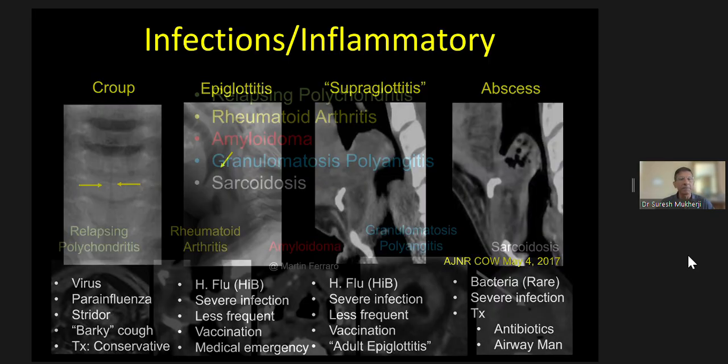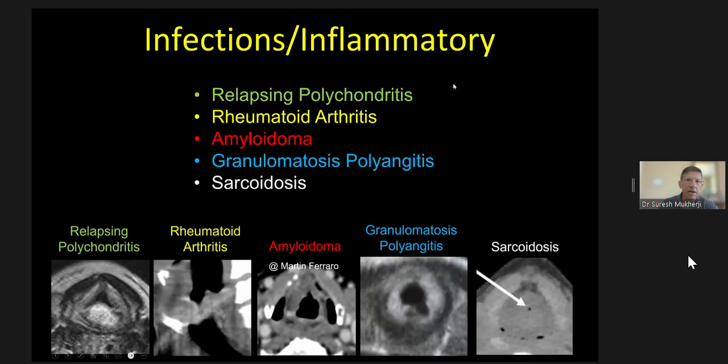Now, here are some other infectious and inflammatory processes that can involve the larynx. What I want to do in this case is go over these, but then we'll talk about how you can make a specific diagnosis. One of the things that you can see is relapsing polychondritis. This is kind of interesting because I think this is more common than you think it is. Oftentimes, these patients will come in with hoarseness. They'll have the inability to move their vocal cord.